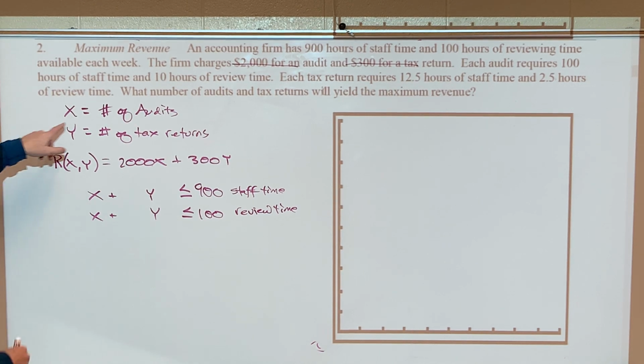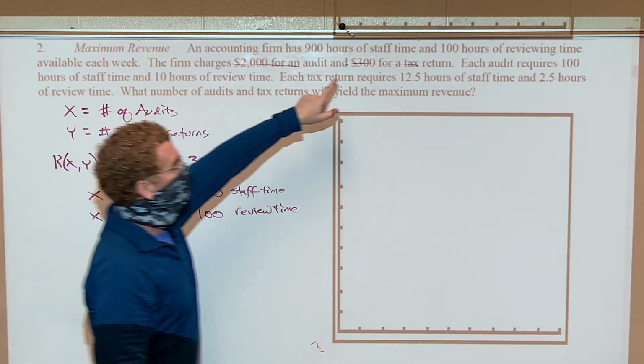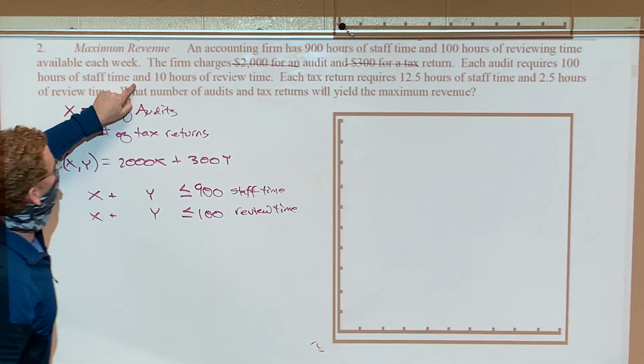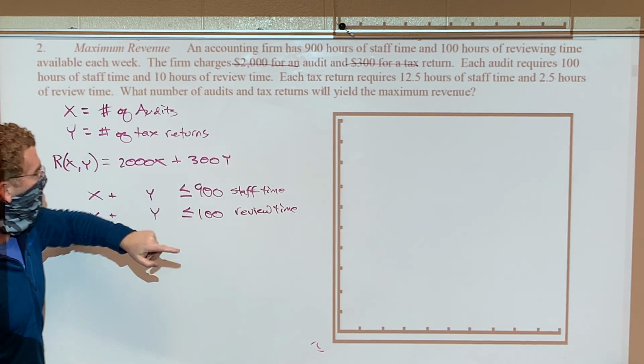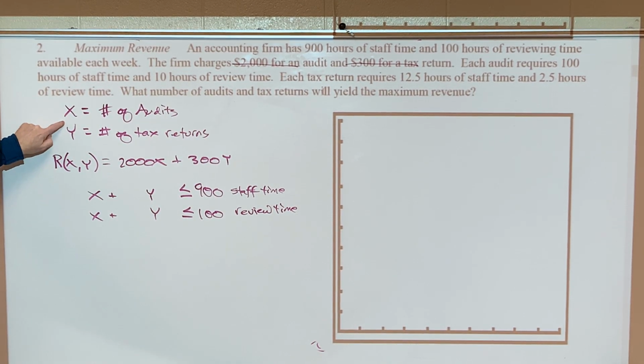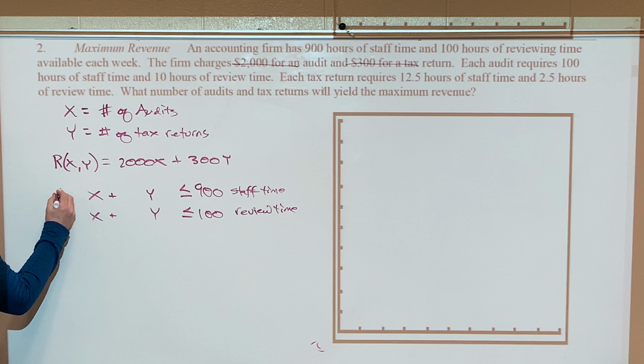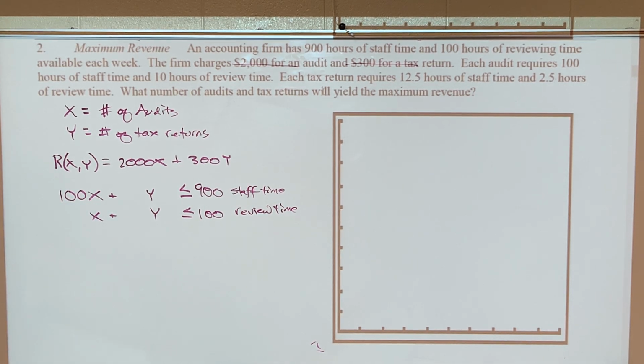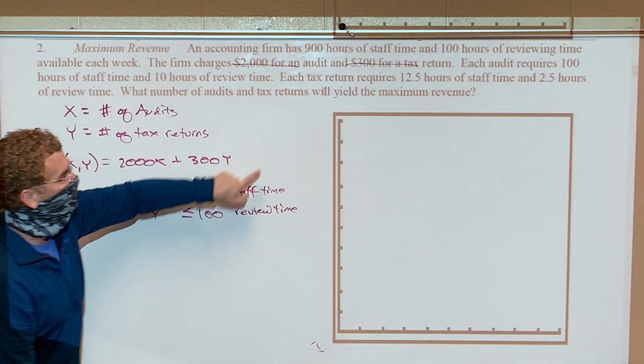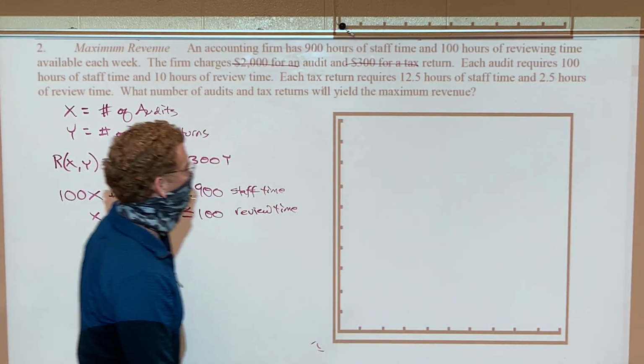But what does it talk about when you start looking at audits? Okay, so it takes 100 hours of staff time and then 10 hours of review time. That's an audit. So if this is X's audits, what do you think is going to happen here? Okay, so I have 100 hours of staff time. So for each audit, 100, and then what? Well, you can jump to that. If I'm still on staff time, 12 and a half hours of staff time.